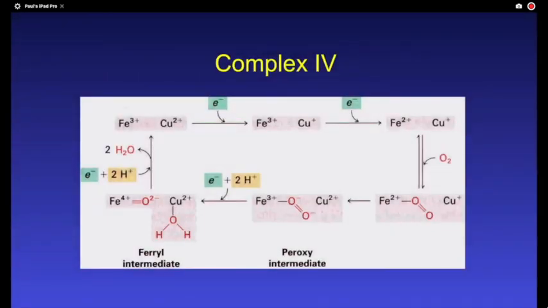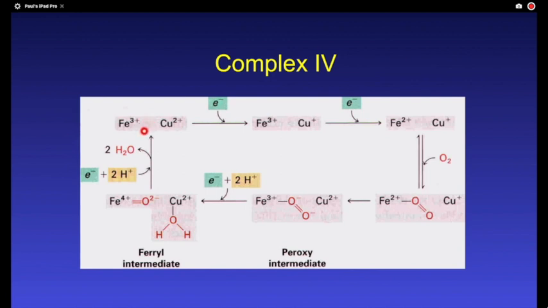So, of all of that complex, there is a really special pair of iron and copper that are reactive. The copper, before any electrons come into this, is in a +3 state, and the iron's in a +2 state. 1 electron will come in and reduce the copper to a +1. A second electron will come in and reduce the iron to a +2 state. This allows oxygen to bind.